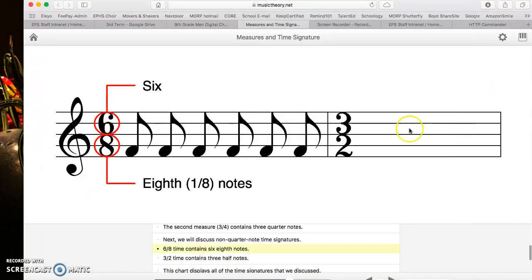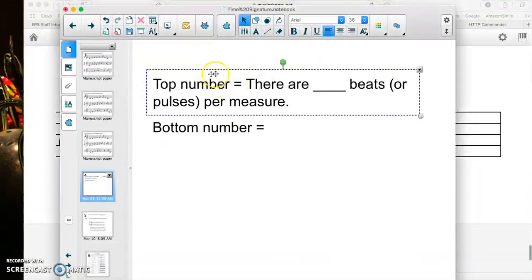So, going to this example, our top number is 6. If it asks you what the 6 means in 6/8 time, you would use our equation, start with the words there are, and then you would put 6 beats or pulses per measure. You don't have to put pulses. I would accept there are 6 beats per measure.